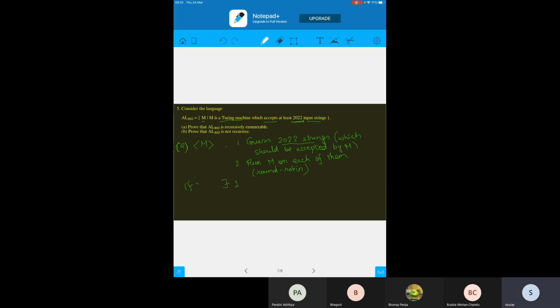So if yes, then there exists one guess of 2022 strings such that M has a finite computation history for each of the 2022 strings and accepts each of them.